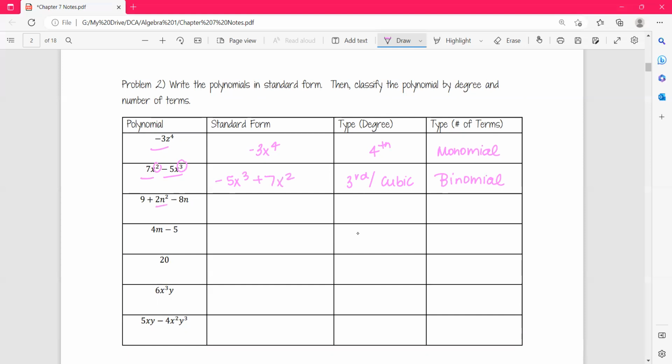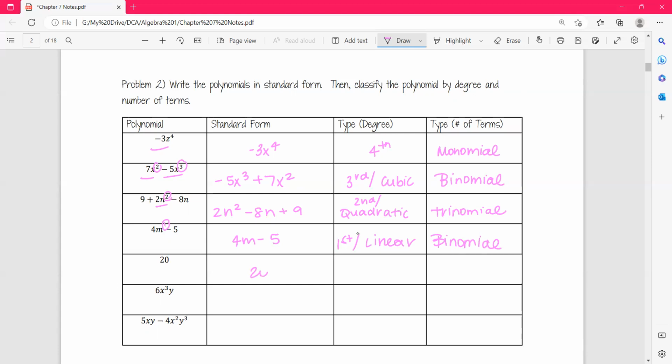Biggest exponent goes in the front, so that's the 2n squared minus 8n plus 9. Highest exponent is a 2. It's a quadratic, or 2nd degree. 3 terms, we call it a trinomial. Standard form, highest exponent goes first. Well, it's already in standard form because this exponent is a 1 and the 5 doesn't have an exponent. Degree, the exponent is a 1, so it's the 1st degree, or we call that linear. Number of terms, 2 terms, that's called binomial.